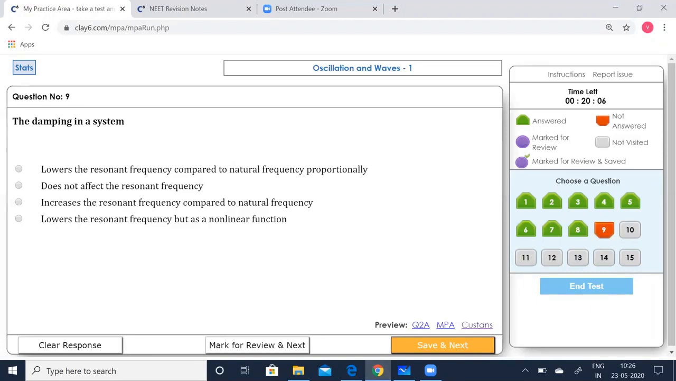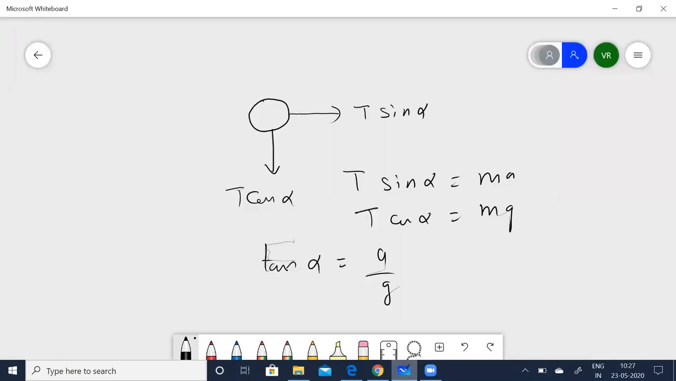9th question. The damping in a system lowers the resonant frequency compared to the natural frequency proportionally, does not affect the resonant frequency, increases the resonant frequency compared to the natural frequency, or lowers the resonant frequency but as a non-linear function. So which can be the correct option? Let's quickly solve that. Now you know omega dash is equal to root of omega n squared minus d squared by 4m squared, sorry, 4m.